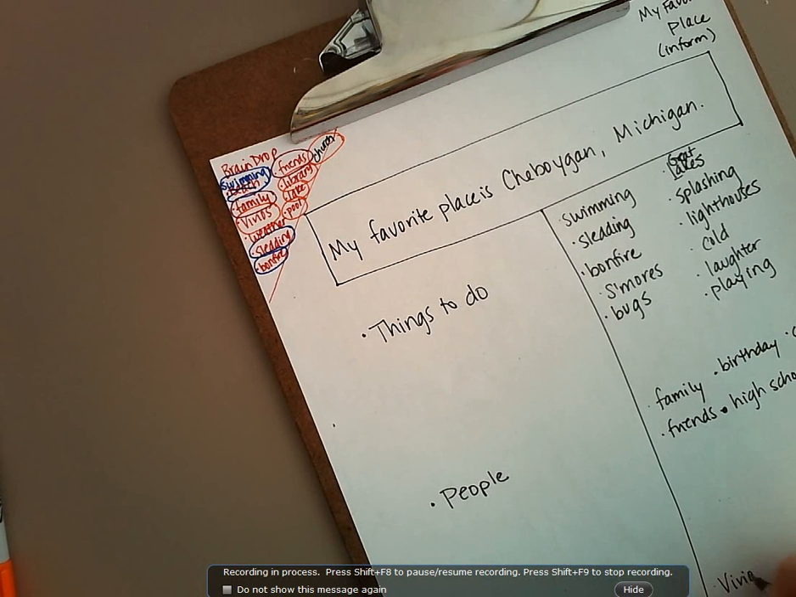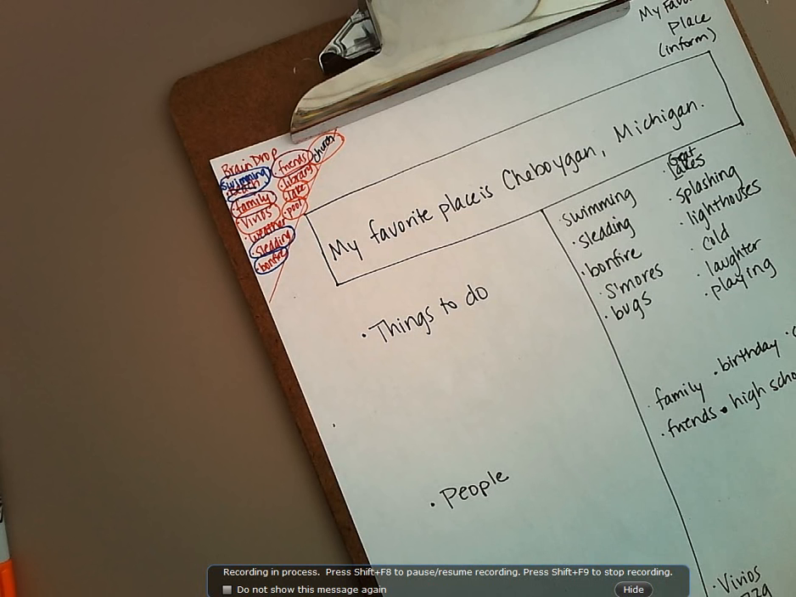Library. So I take my daughter there in the summer for their summer reading program, and she really likes that. And then pool. We go to Duncan Bay to the yacht club with my friend Robin and swim in the pool. Lake. And I guess maybe lighthouses actually goes here with lake.